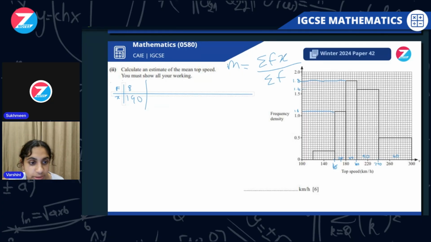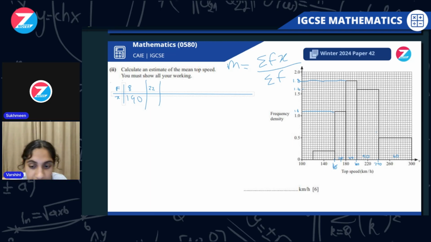So now to find the frequency, all we have to do is multiply the frequency density by the class width. We've already done it for the first one, and for the second one, it's going to be 1.1 times 20, which we found. Put that in your calculator, you're going to get 22.